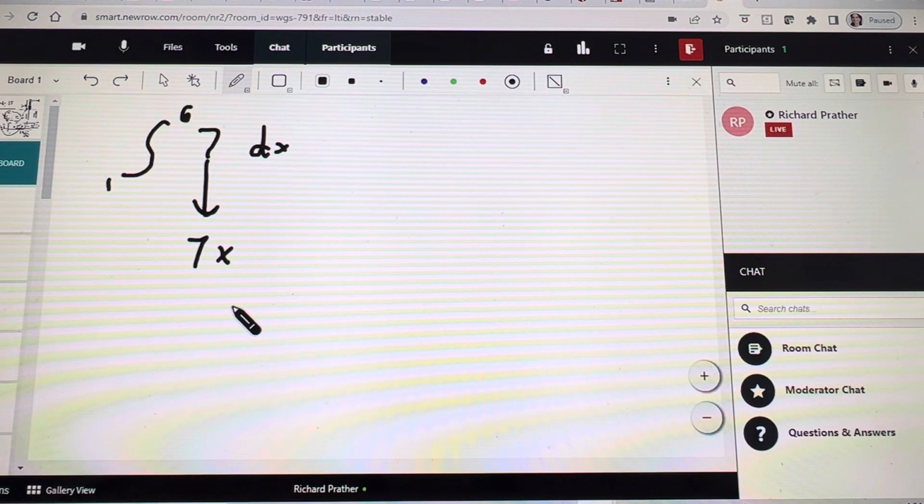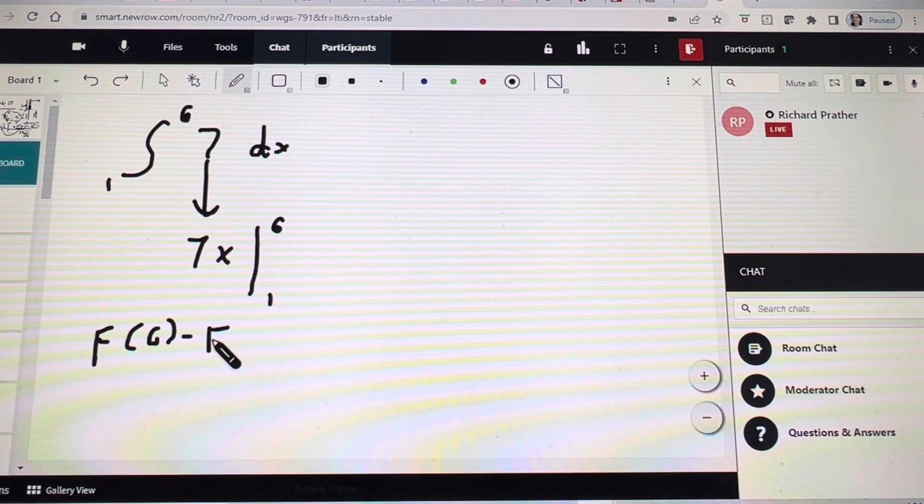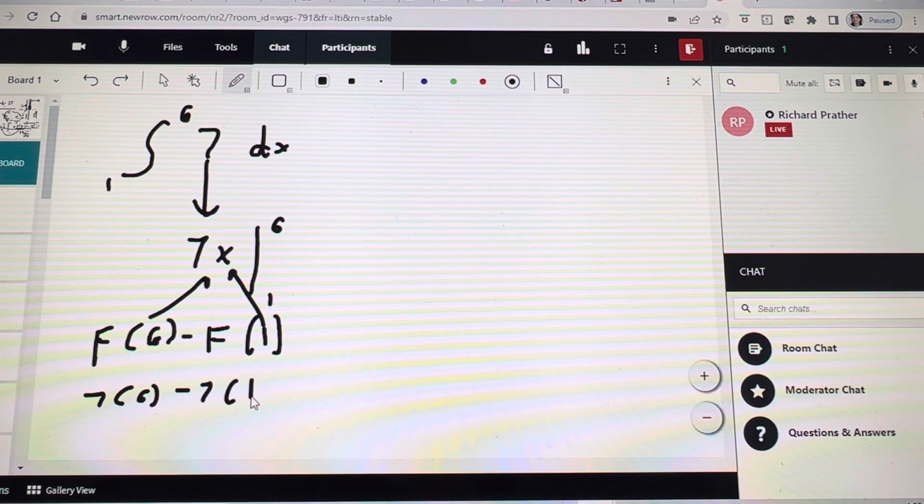So earlier in this chapter, you would have said the answer was 7x plus c. Now instead of putting the plus c, we're going to evaluate this from 1 to 6, and do big F of 6 minus big F of 1. Big F is the antiderivative, so you're plugging these in here. Then I would get 7 times 6 minus 7 times 1. 42 minus 7 is 35.